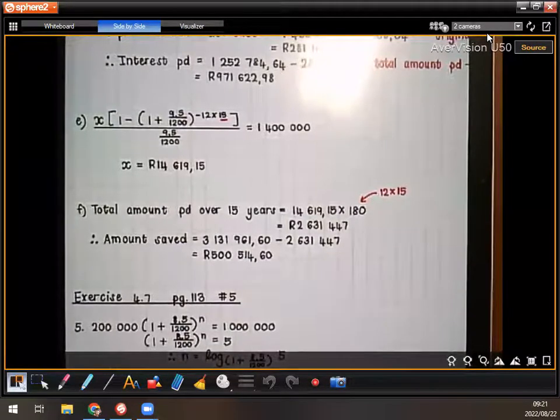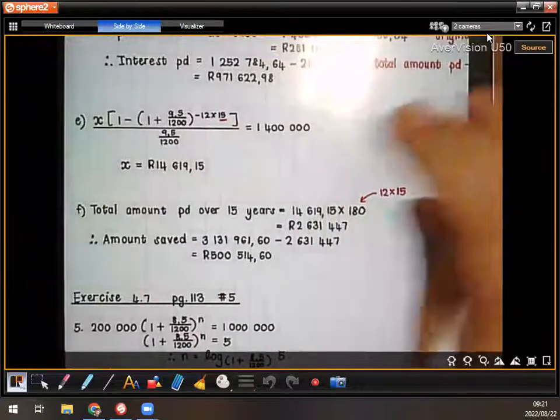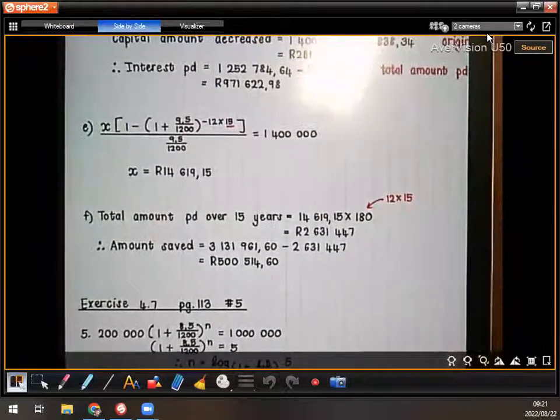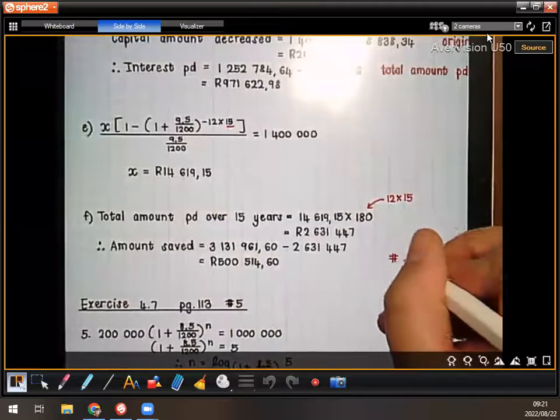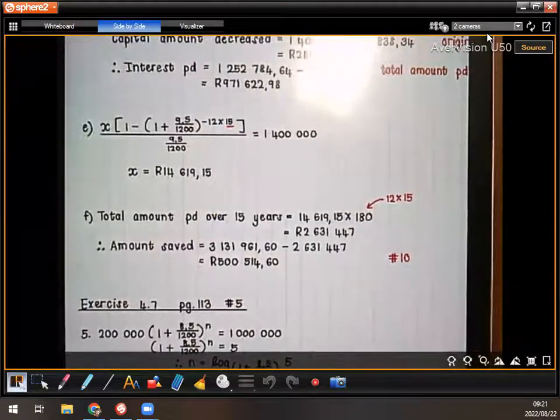So guys, exercise 4.5, number 5. If you didn't do it, then maybe make a note of this so that you can look at it again. In number 10 as well, it's a similar type of question. So if you want to practice another one, do number 10 in the same exercise. Any questions, guys?